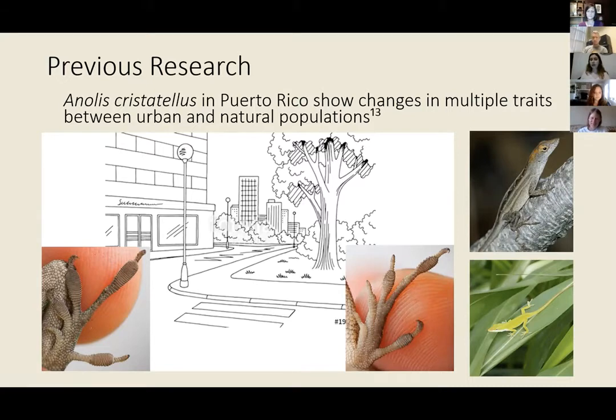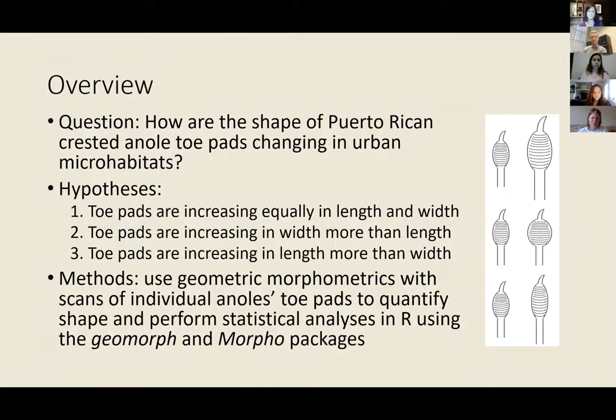And this is presumably an adaptation to using smoother substrates. So they need to cling, the claw is less effective, so they have more of those specialized adhesive scales, and they have greater toe pad area. So we know that the shape or the area of these toe pads is changing, but what I wanted to investigate was how the shape was changing to accommodate that change in area. So this was in Puerto Rican crested anoles, Anolis cristatellus, and there were 3 hypotheses about how this might be happening. So the very top one is an isometric change between urban and natural, and then the urban are increasing in width or the urban are increasing in length.